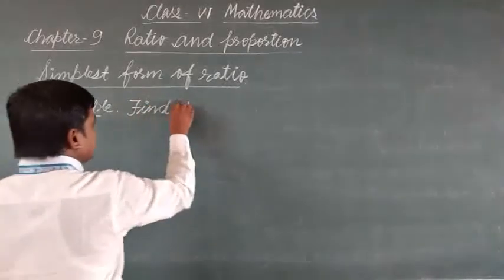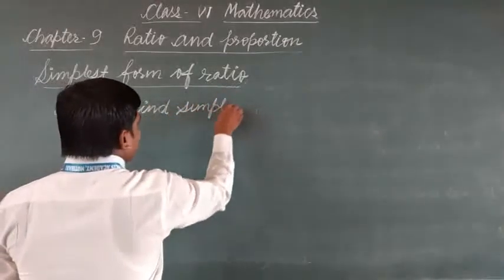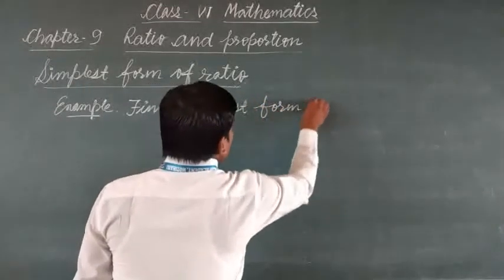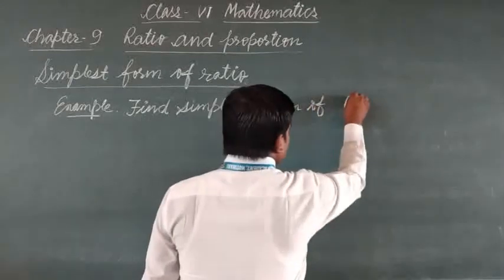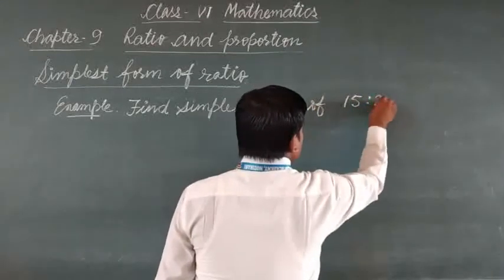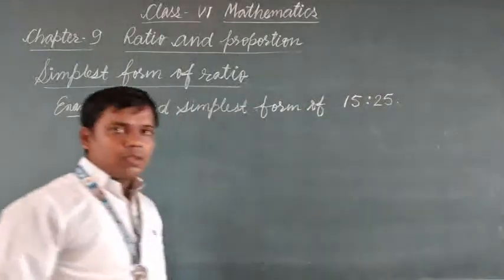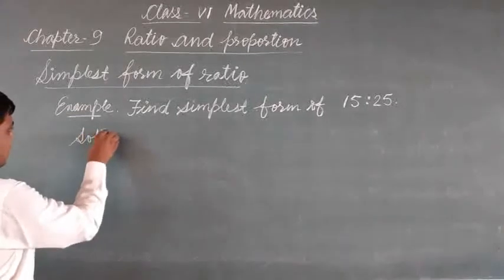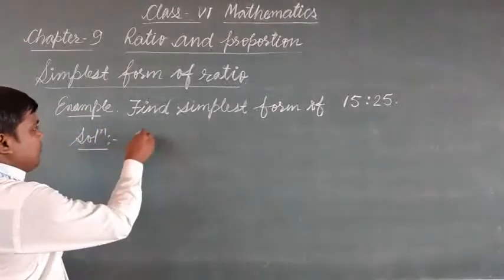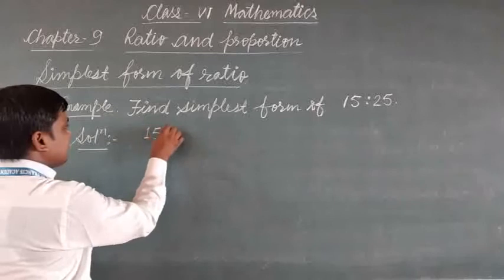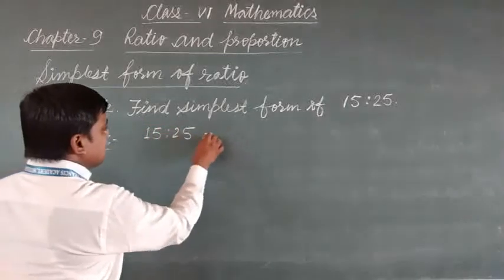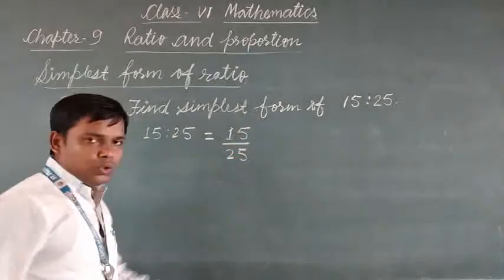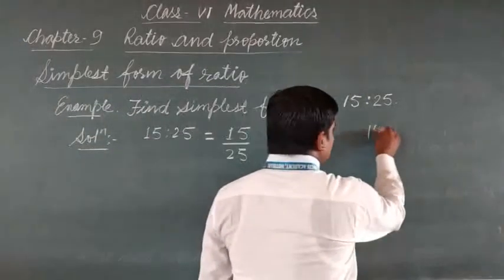Find the simplest form of the ratio 15:25. See the solution? We have the ratio 15:25. We can write it as 15/25. Now we will write the prime factorization.